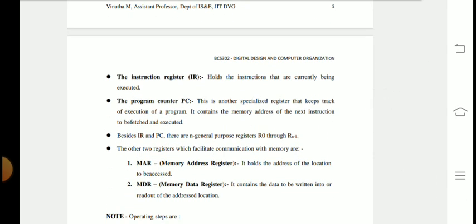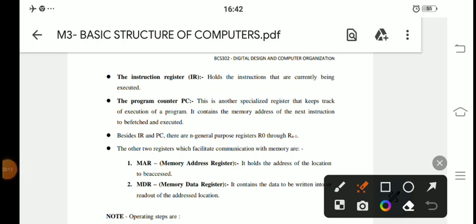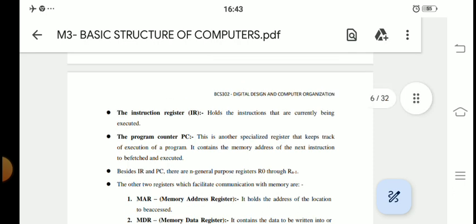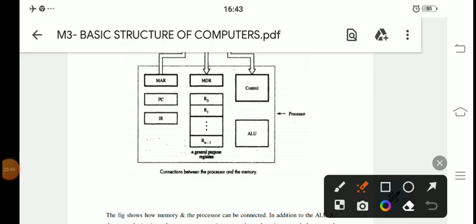Here I have given what an instruction unit, instruction register and all are. The instruction register holds the instructions that are currently being executed. The instruction which is to be executed will be held in the instruction register. Next, the PC, that is the program counter. The program counter keeps track of the execution of the program. The next instruction to be executed will be stored in the PC. And besides this IR and PC, we have the general purpose registers R0 to Rn-1.